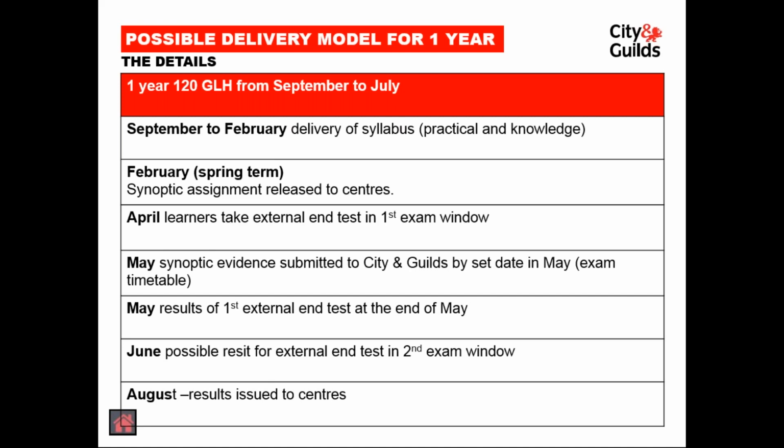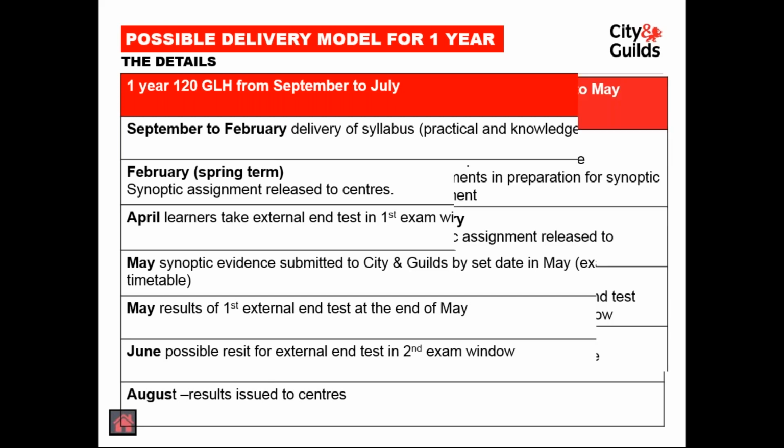Centres will have to register learners for the end test for exam window 1. All dates for the exams will be available on the City and Guilds website. The results of the end test will be submitted to centres by the end of May, which will then allow centres sufficient time to re-enter learners to resit in the second exam window in June, to achieve their results in August along with all of their other exam results.